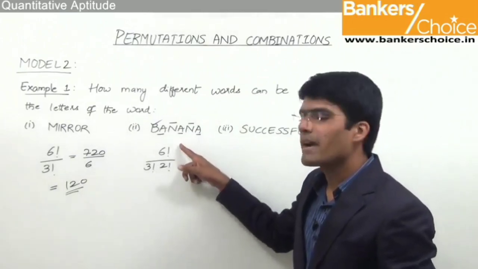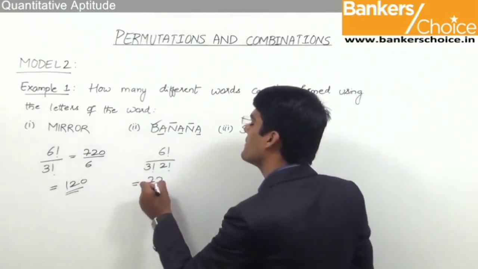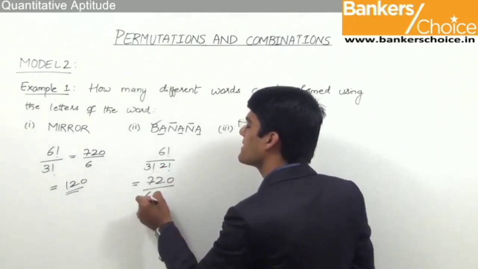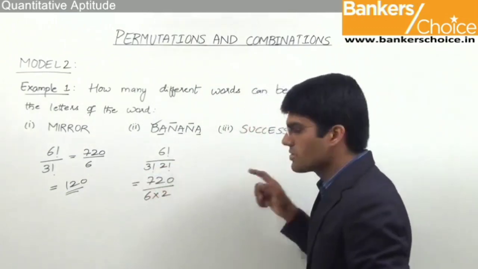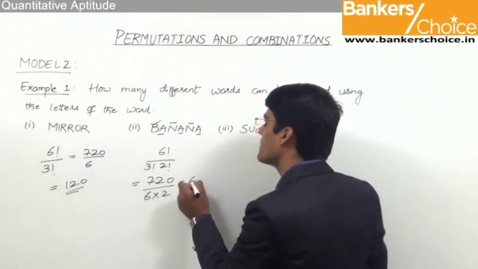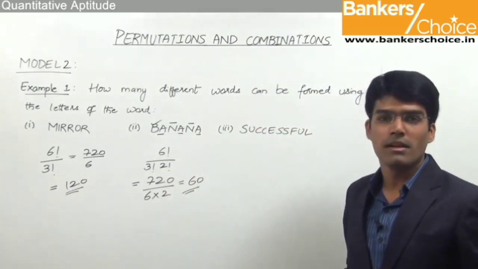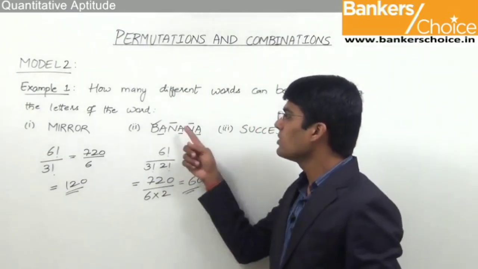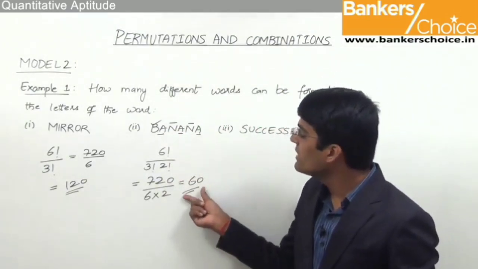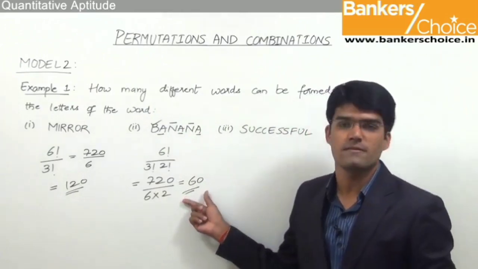So the answer here is 6 factorial by 3 factorial into 2 factorial, which can be taken as 720 divided by 3 factorial, which is 6, and 2 factorial, which is 2. So 6 into 2 is 12, and 720 by 12 will be equal to 60. So 60 different words can be formed using the letters of the word banana. As you can see here, even though there are a total of 6 letters, we are able to form only 60 different words. Whereas in general, with 6 letters we can form 6 factorial words.